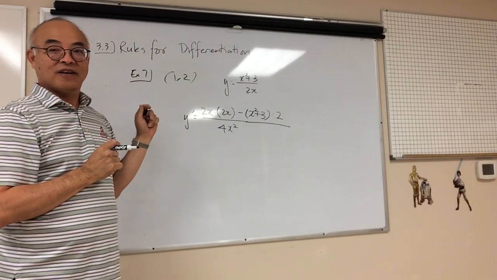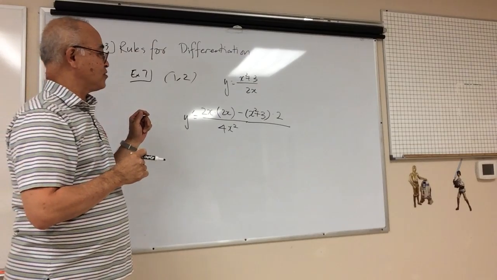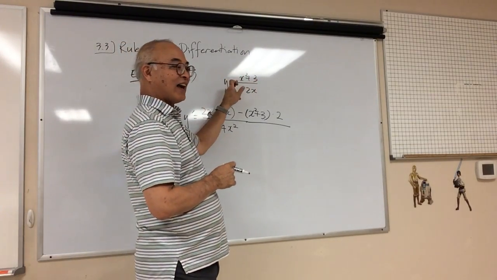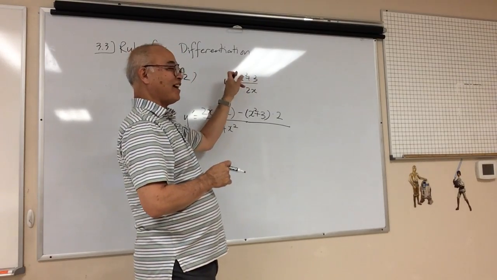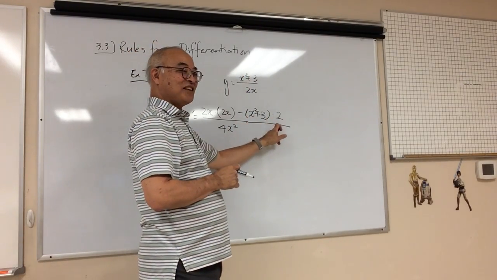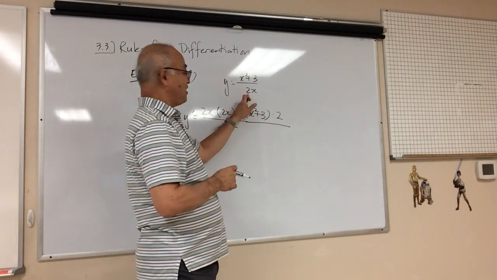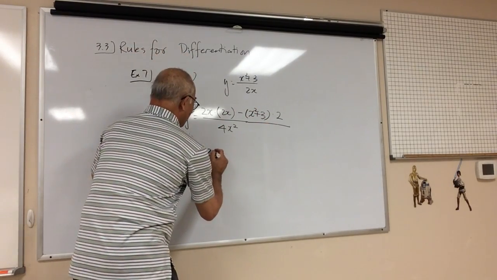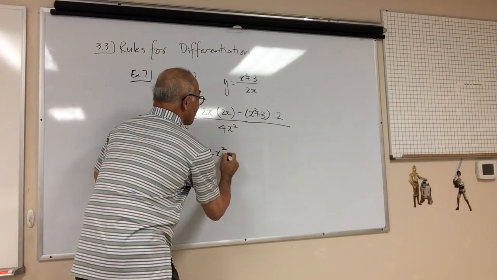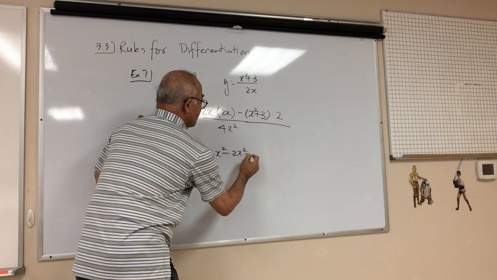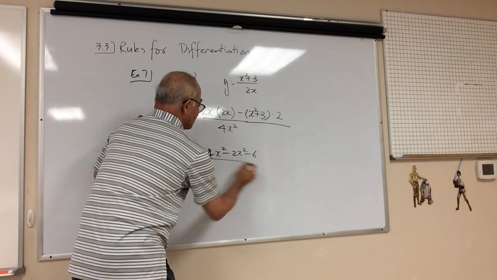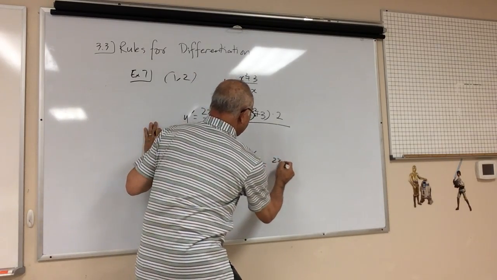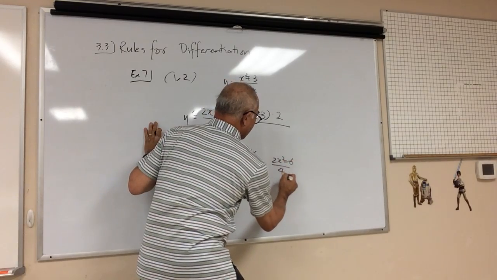Why didn't the 3 go away in this one? Oh, so that's 2x. There's no 3 to go away. Because it's not d high, it's just high. High d low. So I get 4x squared minus 2x squared minus 6 over 4x squared. So I get 2x squared minus 6 over 4x squared.